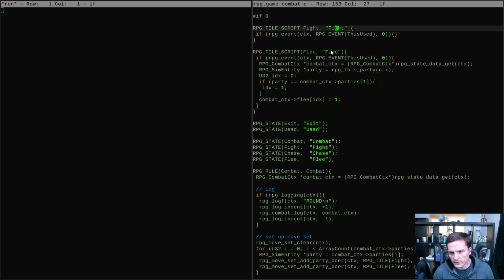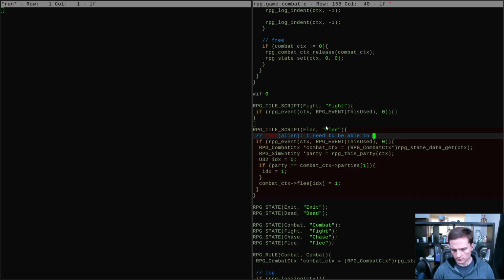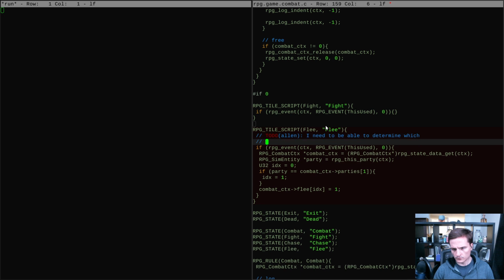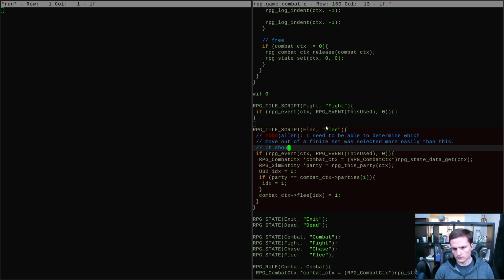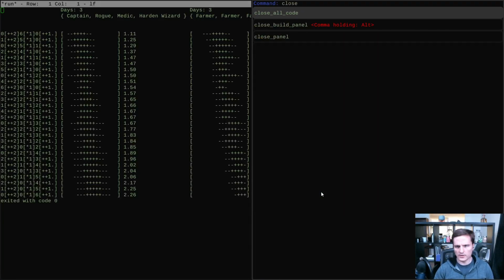The tile script, the tiles here are the moves. So that's how it works. There we go. Simulation just finished.